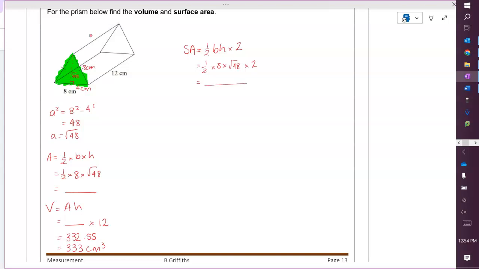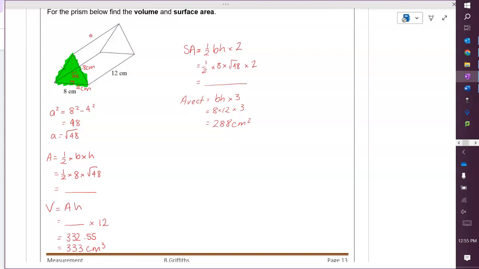So we get our answer, then we find the area of our rectangles. Now again, because this is an equilateral triangle, that means that each of these three faces are the same. So we have the area of our rectangles, which is BH, and we have 3 of them. So our base is 8, our height is 12, and we times by 3, so I get 288 centimeters squared.